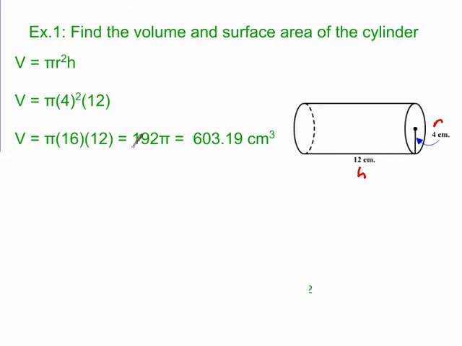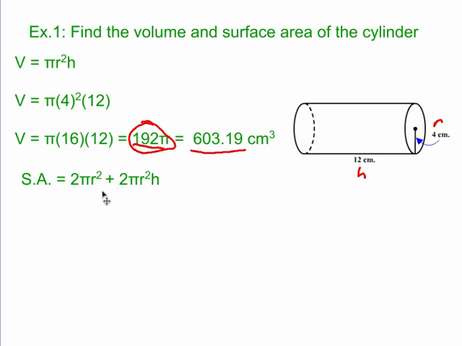Now I would accept either of these as answers. This one, 192 pi, is actually the more exact, better answer, and it's what I'd prefer to see, 192 pi centimeters cubed. All right, now let's do surface area. Surface area is 2 pi r squared plus 2 pi r h. So I'll plug my same numbers in for r and h.